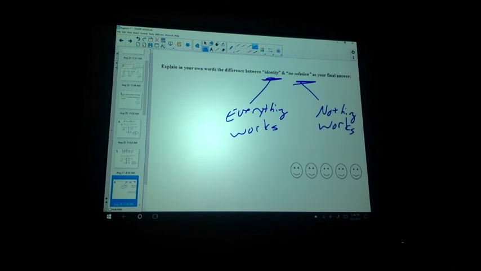Okay? If you were to graph these equations, these are actually linear equations. When everything works, it's actually the exact same line drawn on top of itself. Nothing works means the two lines are parallel to each other. And you know that parallel, even if you've never taken geometry, means the lines don't cross. That's the difference: everything works, same exact line. Nothing works, parallel lines.